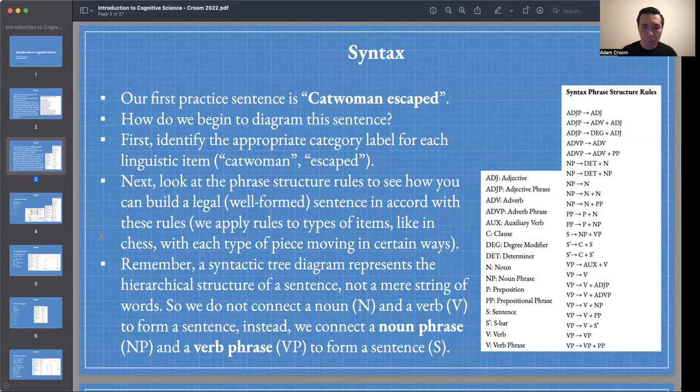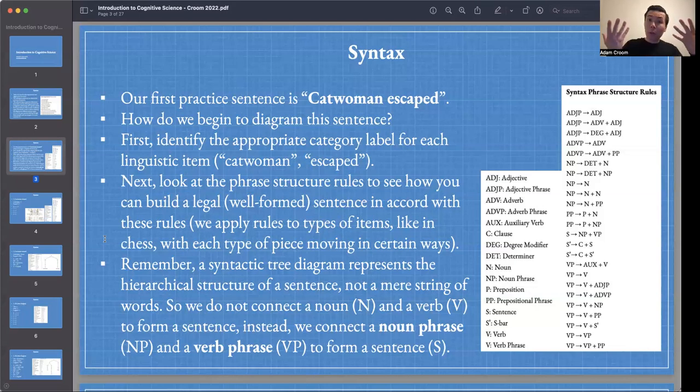Okay, so cool. All right, now we're going to start with our first sample sentence, which is Catwoman escaped, right? So you should have a question at this point: how do we proceed? How do we begin to provide a tree diagram for this sample sentence, okay? So the first thing I want you to do is think about the linguistic items that are included in the sentence, right? And we see that there's Catwoman and escaped, right? So now what we need to do is identify each of those items, what kind of items they are, right? Catwoman is a noun, escaped is a verb.